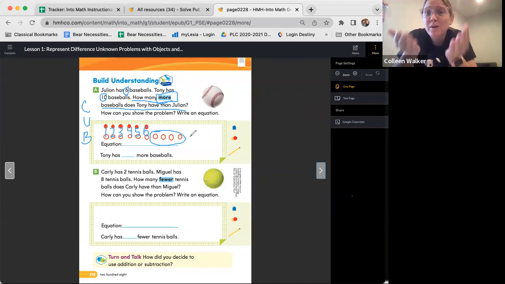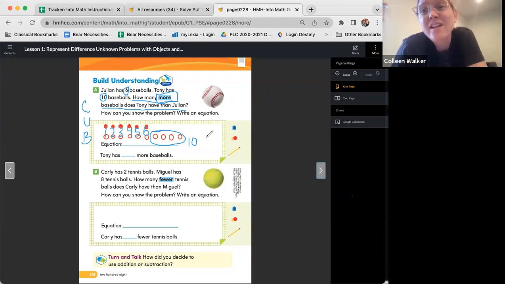So when you're comparing two numbers and you're trying to figure out how many more does one person have than the other, you can subtract. So you have to start with the largest number. So we know that 10 baseballs is the largest number, the amount that Tony has. And we can subtract the smaller number, 6 baseballs, the amount that Julian has. Amazing. And what did we get? So friends, what is 10 minus 6?